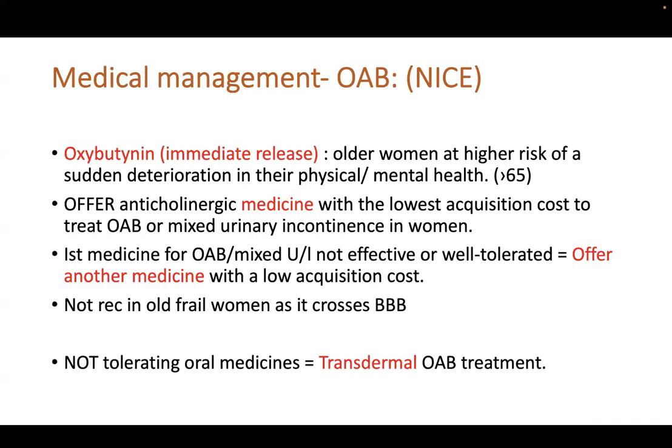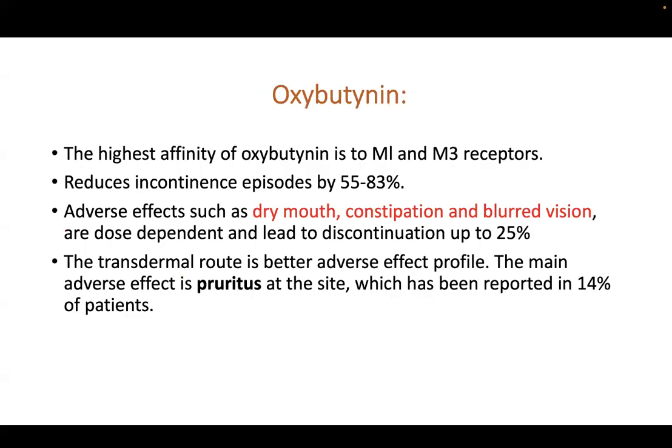If first-line medication for OAB or mixed incontinence is not effective or well tolerated, we can offer another medication with lower cost. This information I have taken from the TOG article. Here, it says the success rate of oxybutynin is more than 50%, and the side effects are dry mouth, blurred vision, constipation. For these side effects, the discontinuation rate is up to 25%.